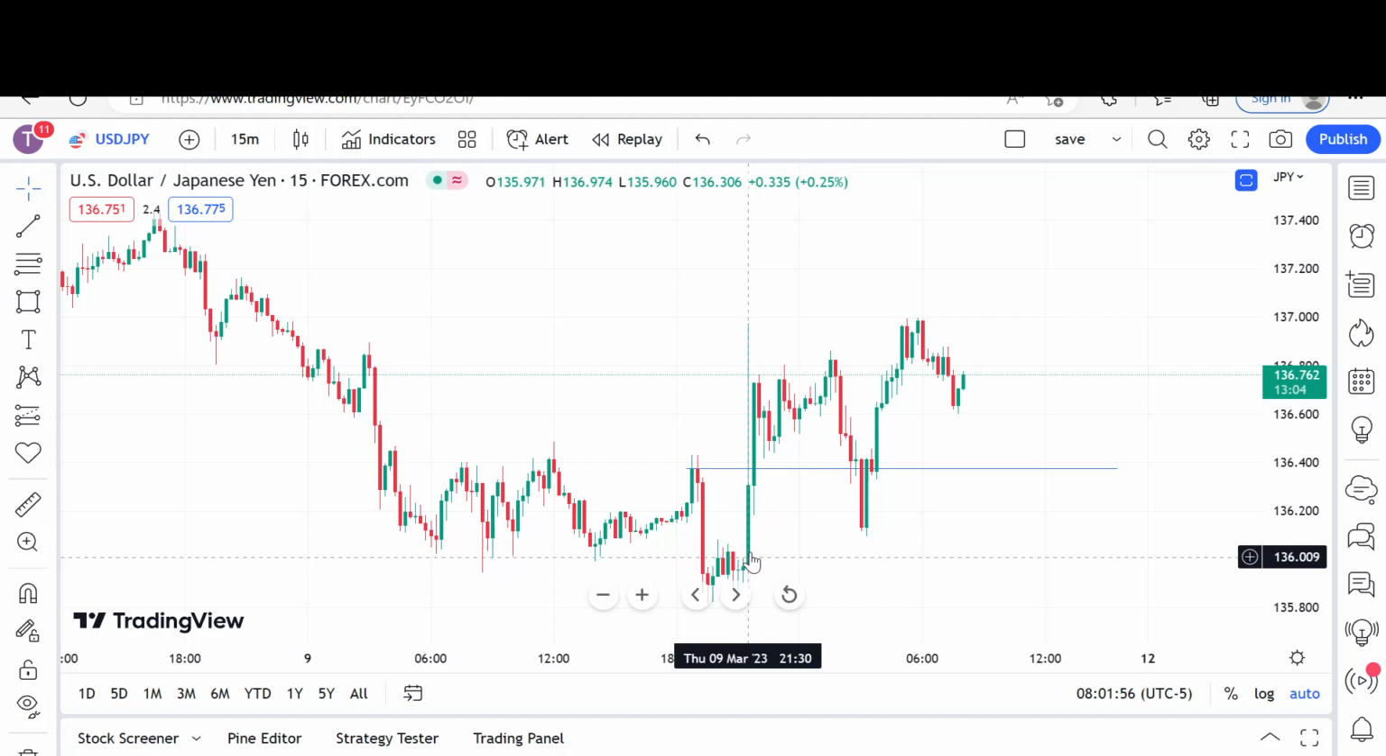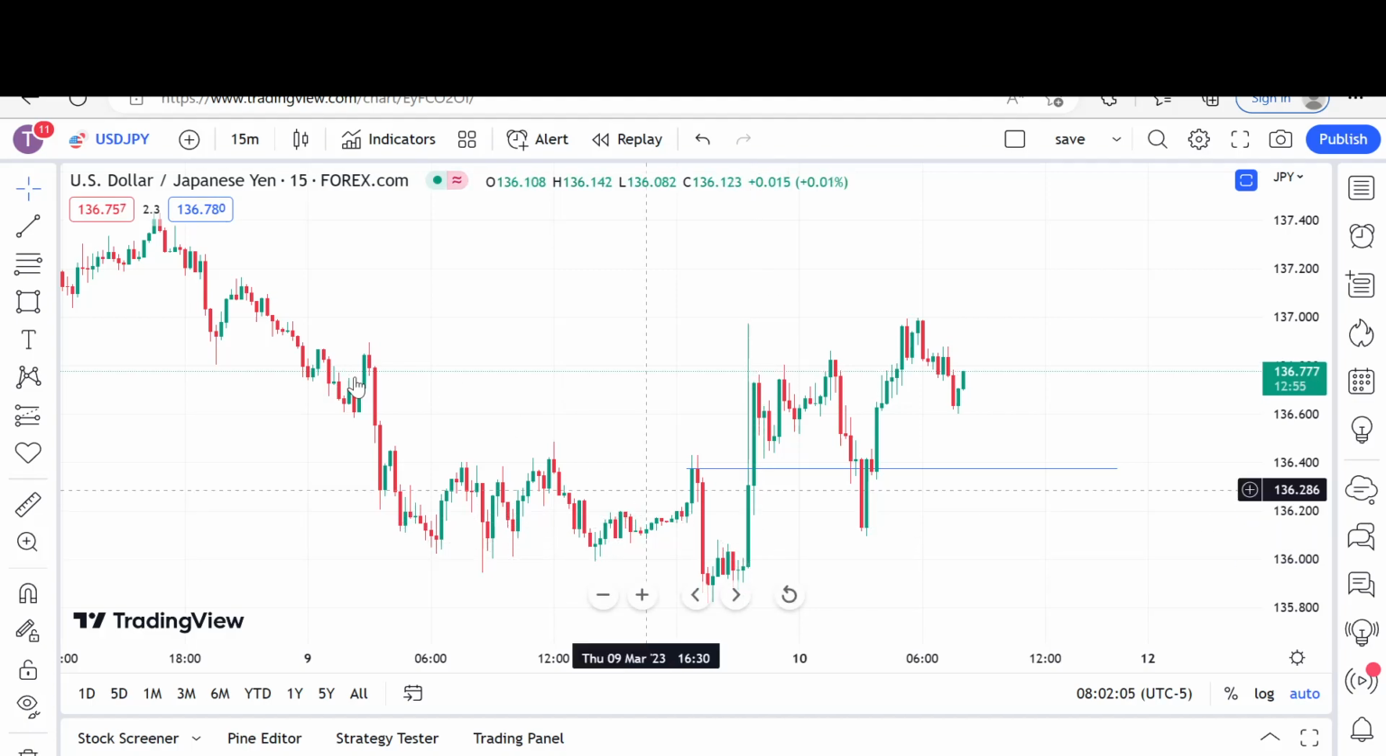We want that displacement to the upside. This is your fair value gap 1. Follow my cursor. 1, 2, 3. All 3 candles. And then see in between this how we got our fair value gap imbalance.